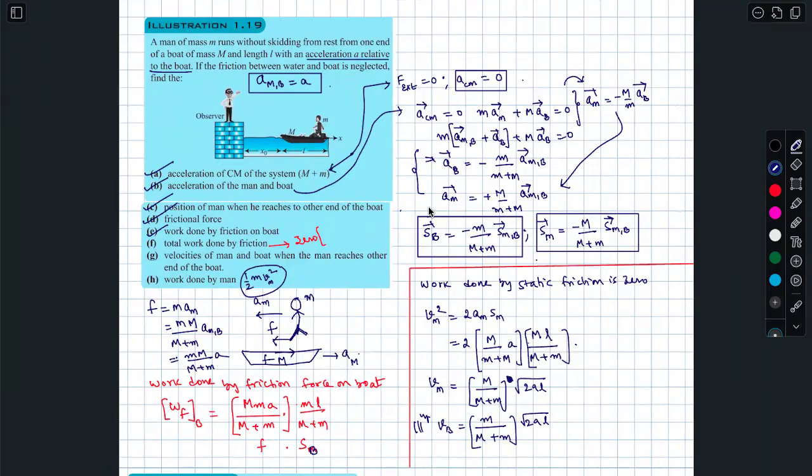With respect to the boat he has acceleration, but the contact point is not slipping. When you are running on a treadmill, it never happens that your foot and the sheet upon which it is rolling have a slipping.